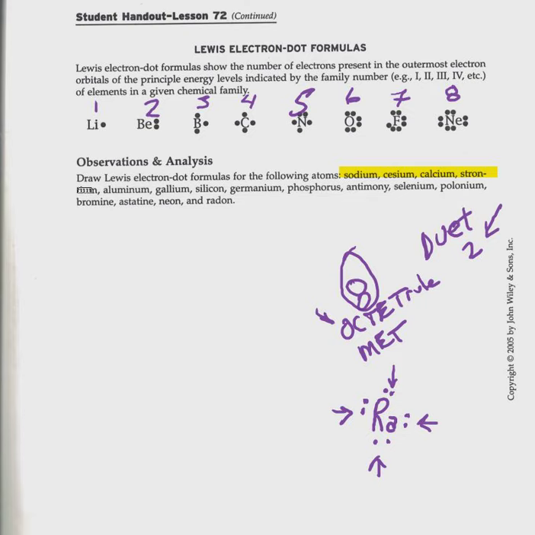So you're going to be working on strontium, aluminum. Let me get my little pen tool out again. There we are. You're going to be looking at strontium, aluminum, gallium, silicon, germanium, phosphorus, antimony, selenium, polonium, bromine, astatine, neon, and radon. Neon is already done.